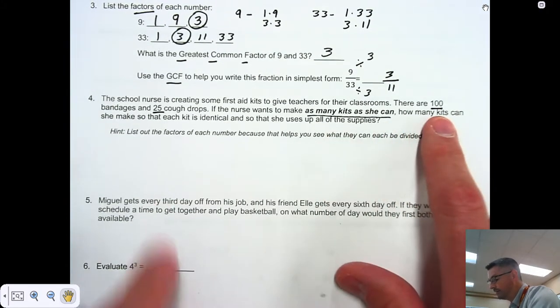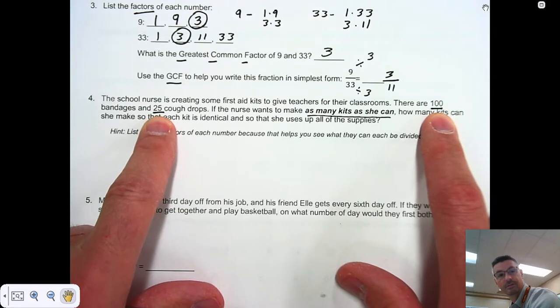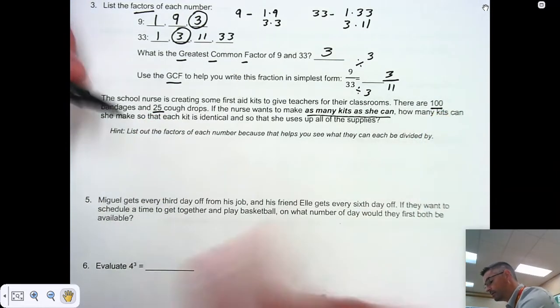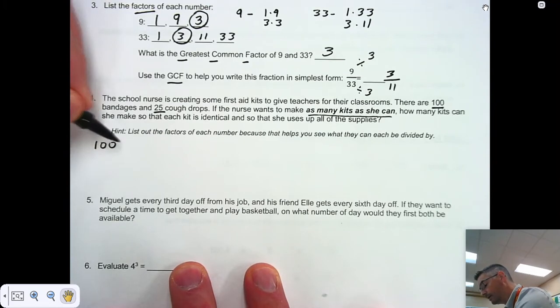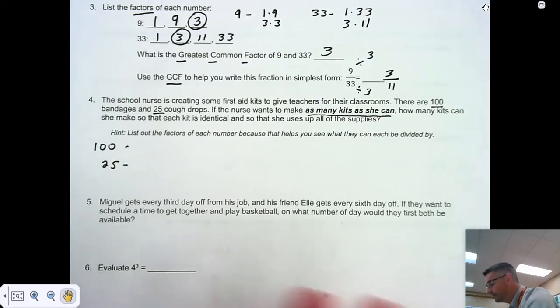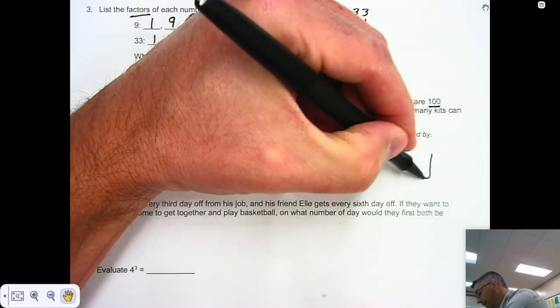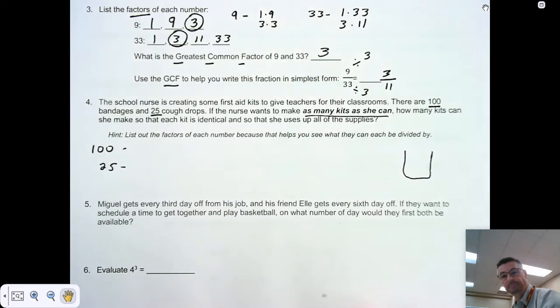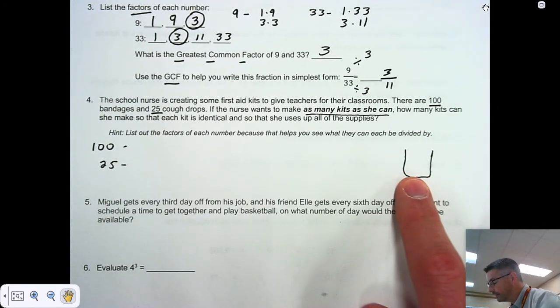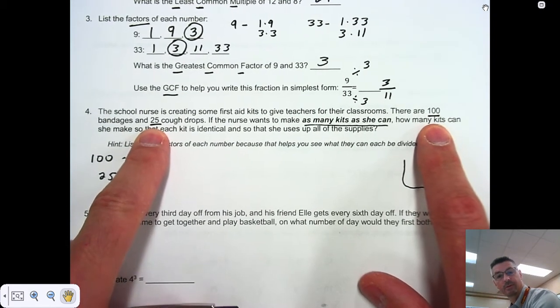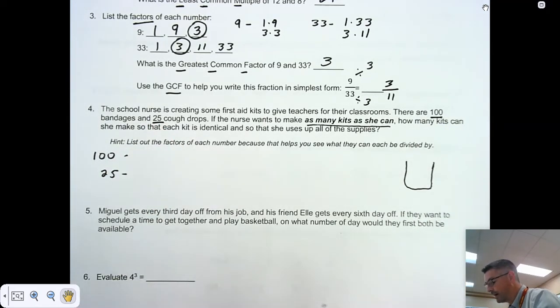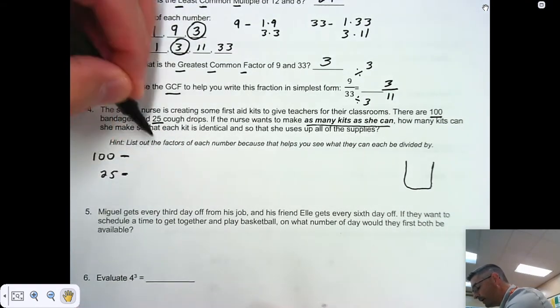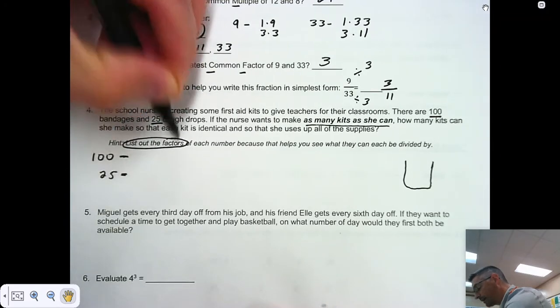So what are we doing? We're really dividing up 100 bandages and 25 cough drops into, let's just say a kit looked like a little bag, how many bags or how many kits would we need to have in order to divide up all of these equally? So if you're dividing something up, here's our hint, list out the factors.